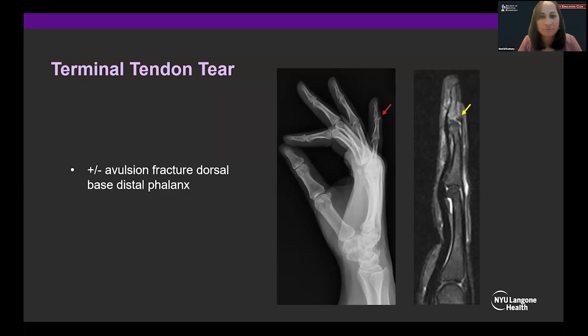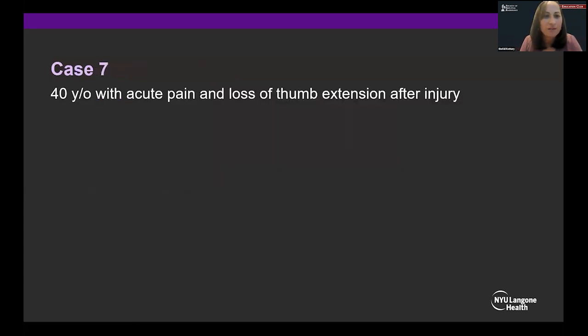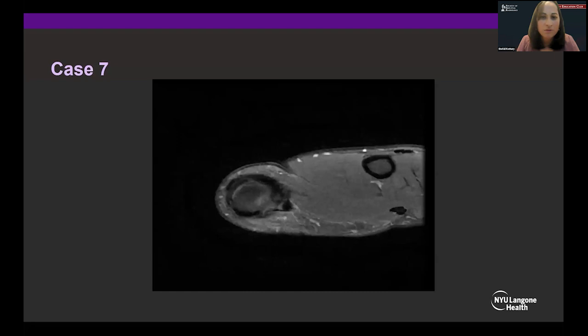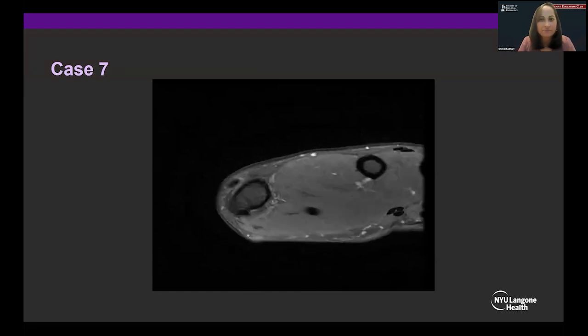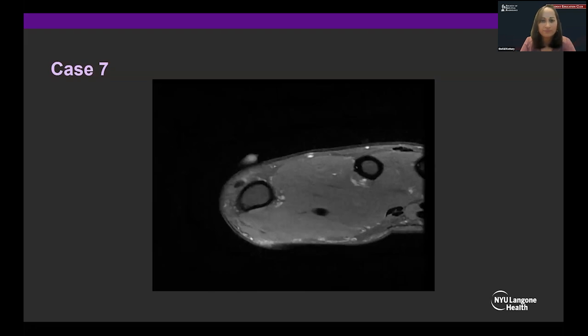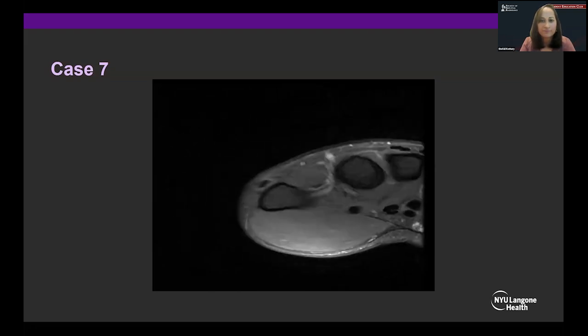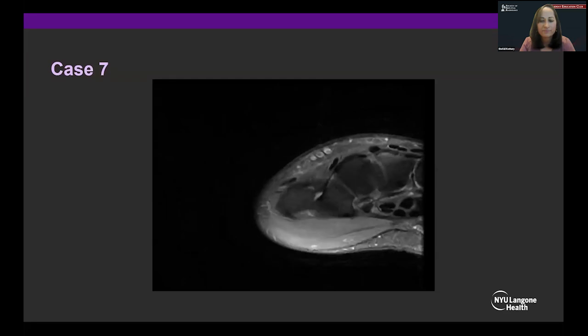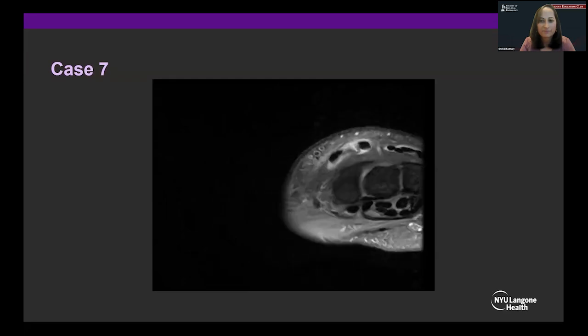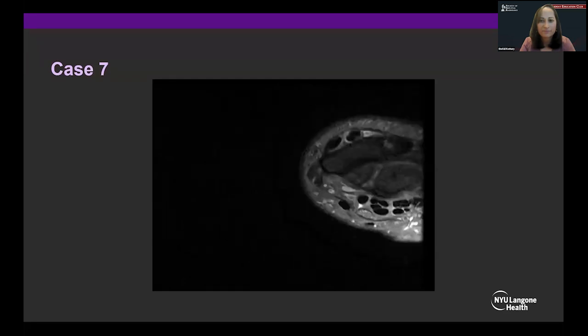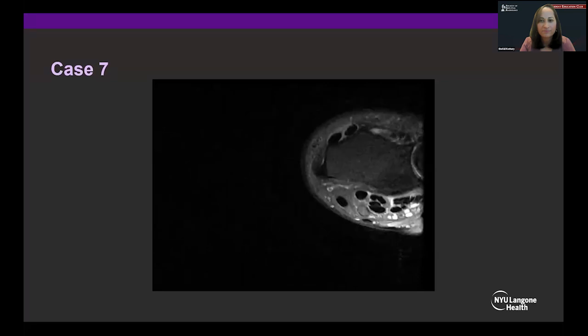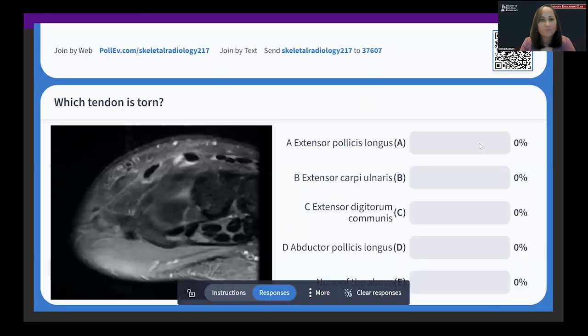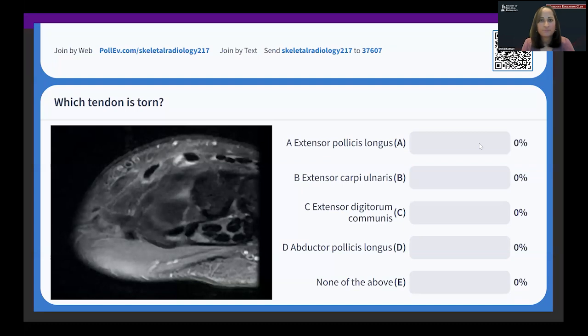avulsed fragment. Okay, so now our next case, we have a 40-year-old with acute pain and loss of thumb extension after injury. So I'm going to scroll through some images and then we'll have the question after that. Which tendon is torn?